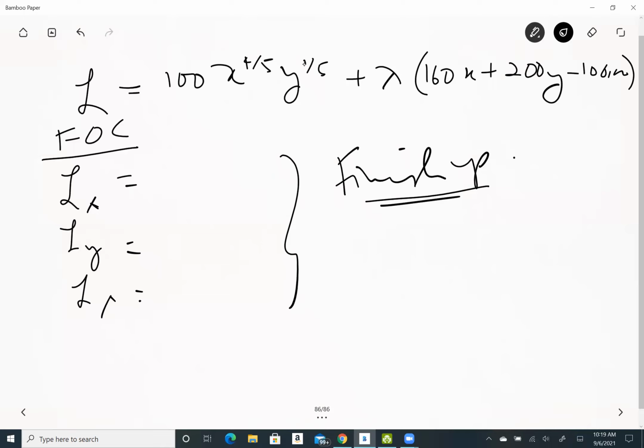So you finish this up. Look at the solution given in the book to make sure that your answers are correct. So this is your practice.